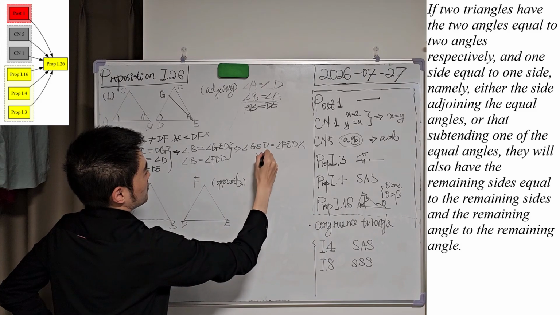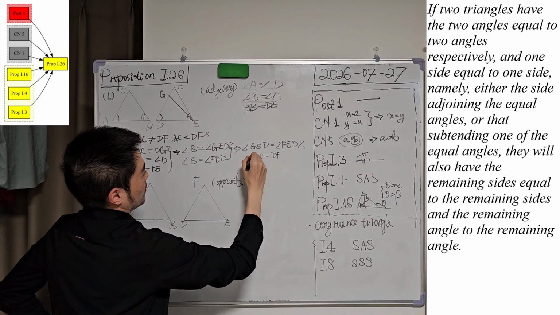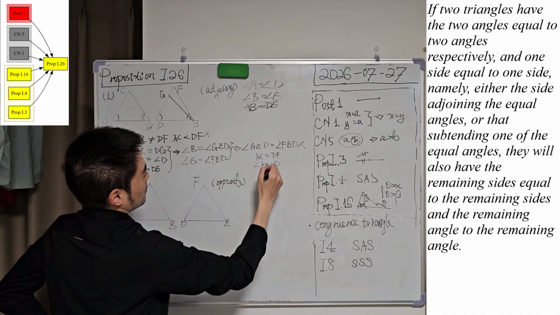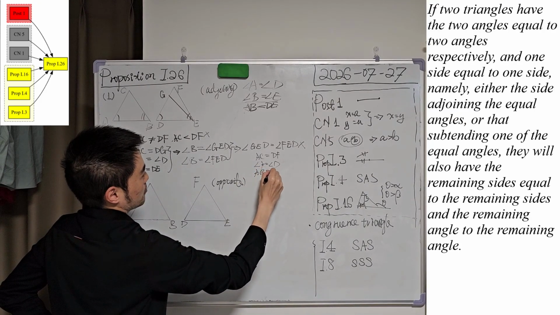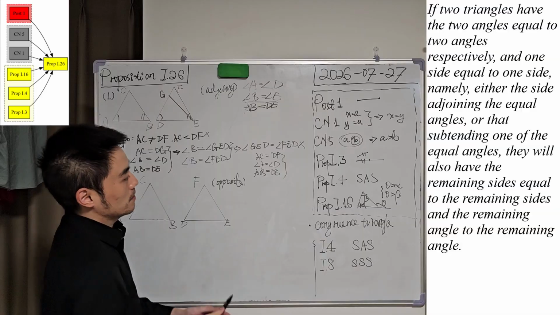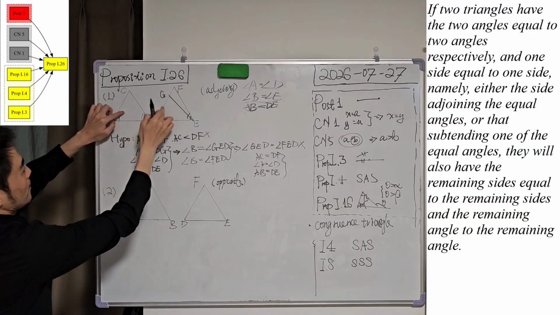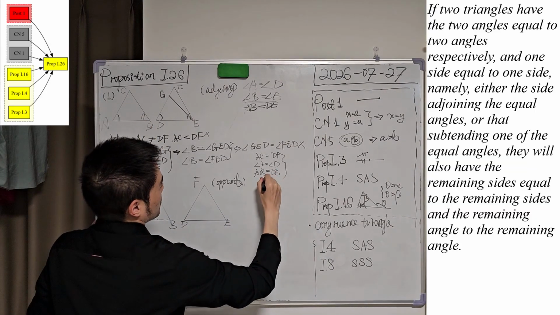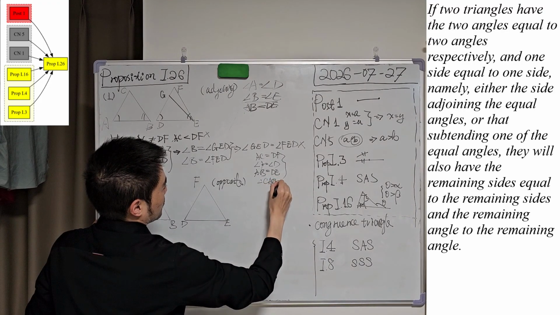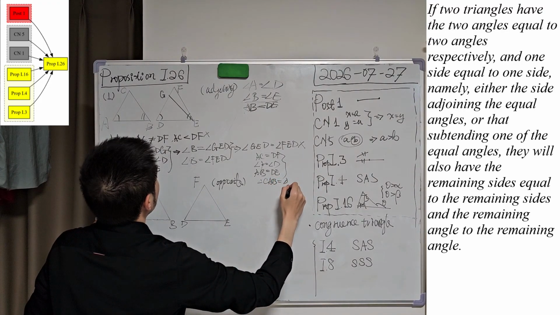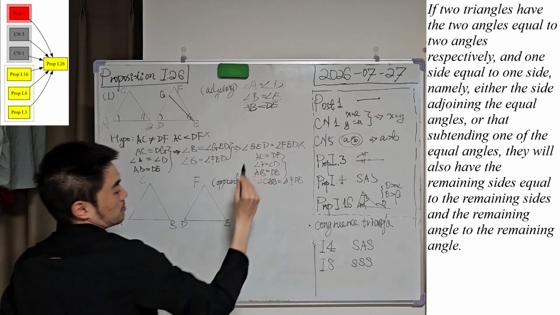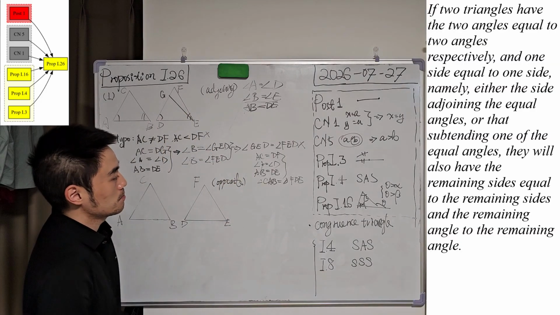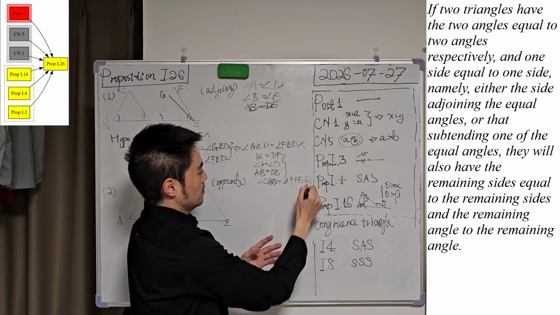So AC equals DF, and we know that angle A is equal to angle D, as well as AB equals DE. Combine them together and apply proposition 4 again, side angle side. We know that triangle CAB equals triangle FDE, which means related angles and related sides must be equal to each other. So this proves our first scenario.